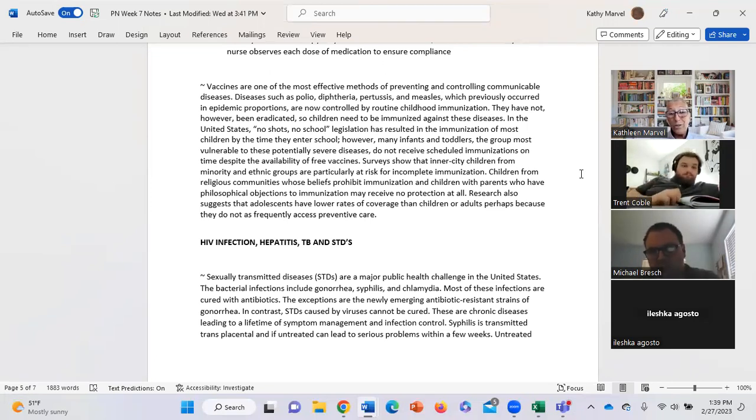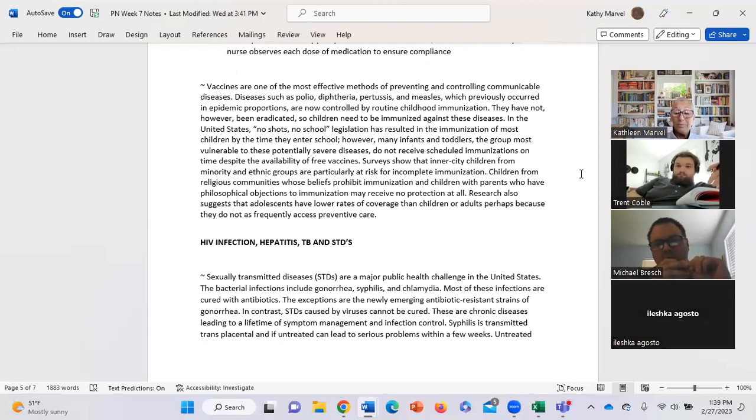Right? Surveys show that inner city kids from minority and ethnic groups are particularly at risk for incomplete immunizations. That's a fact. Parents don't keep the appointments. They move from state to state. They don't carry their immunization cards with them. Right? And as we talked about, children from religious communities whose religious beliefs prohibit immunization. We have to work with those parents as well. And then parents, like I said, who just have philosophical objections to immunizations.